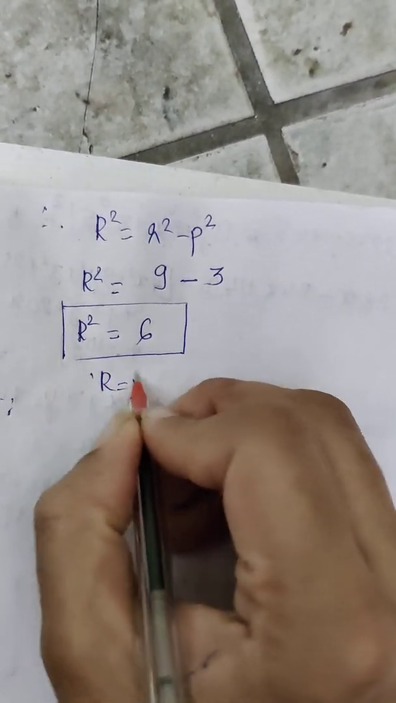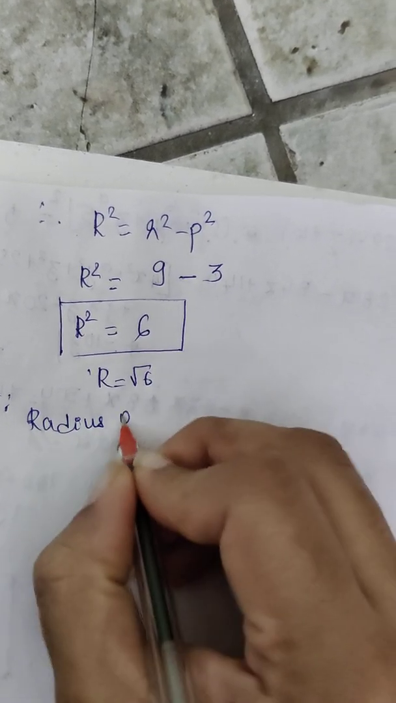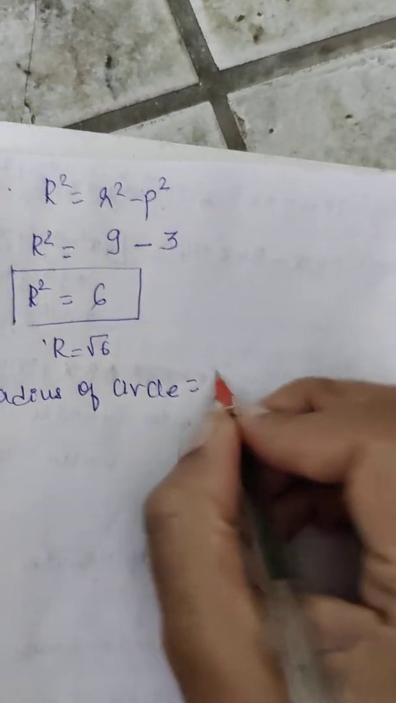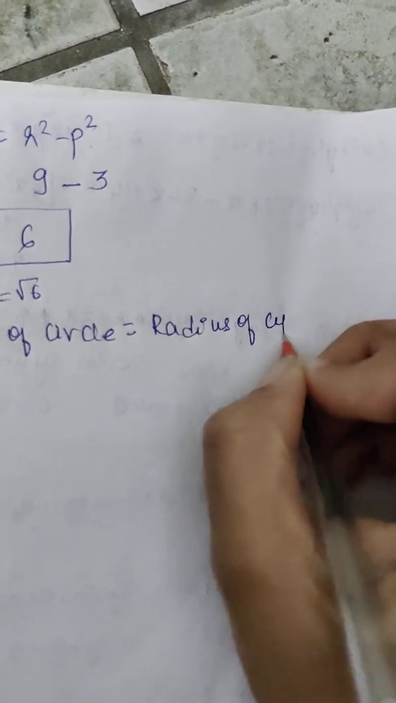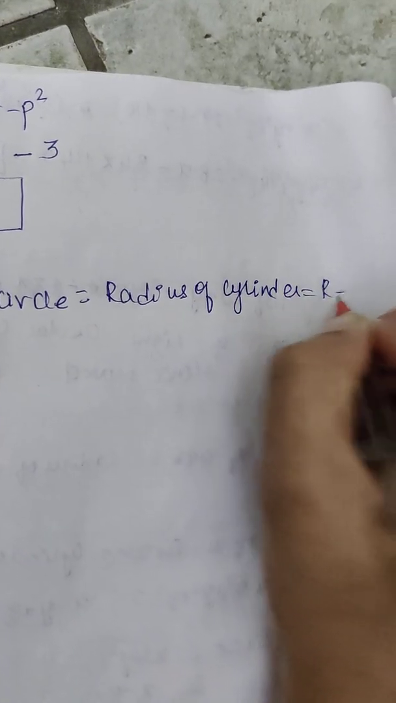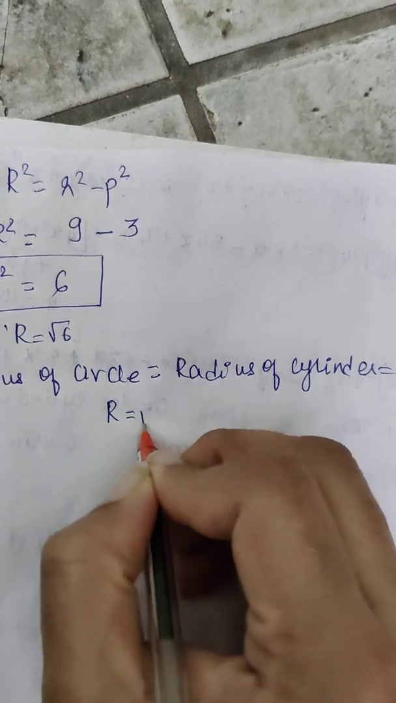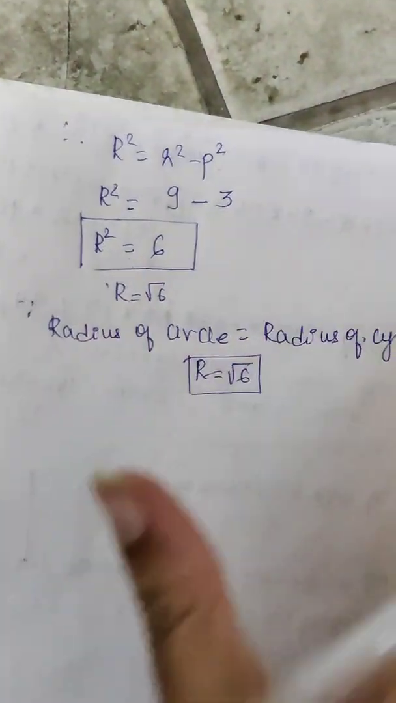But I need R. R is what? Root 6. Since the radius of the circle, just remember that it's a circle, is the same value, which is equal to R, which is nothing but root 6. That is your R equals root 6. That is your radius of the circle. So I found out this one.